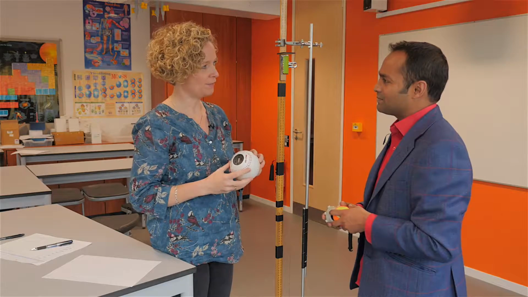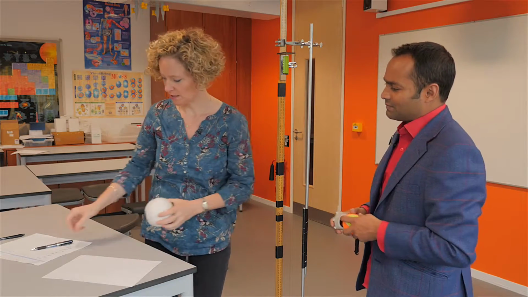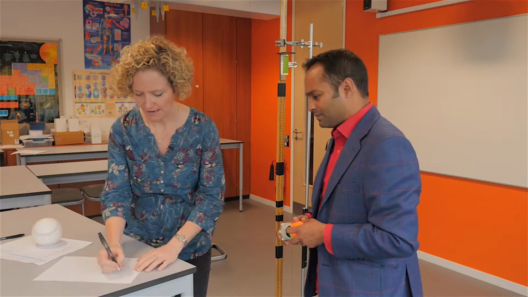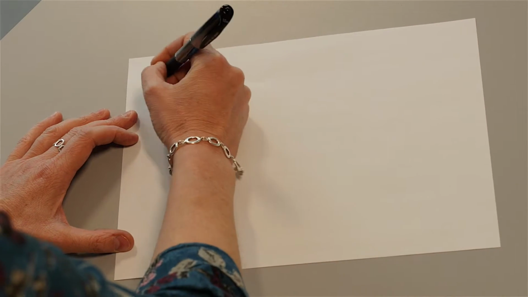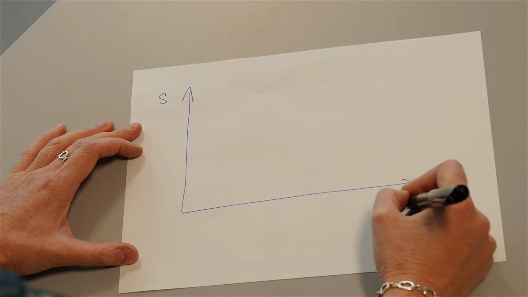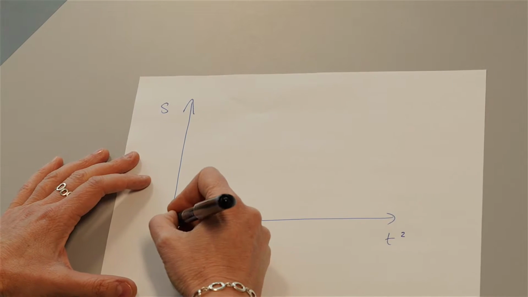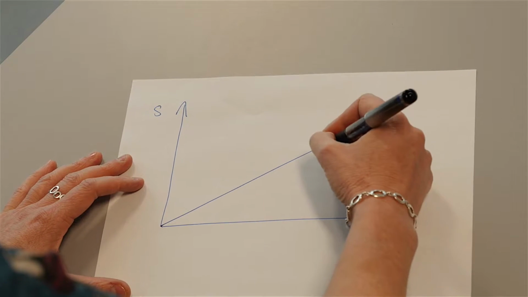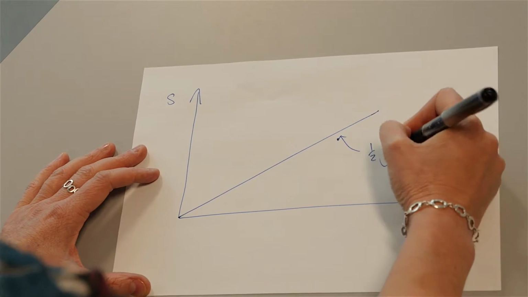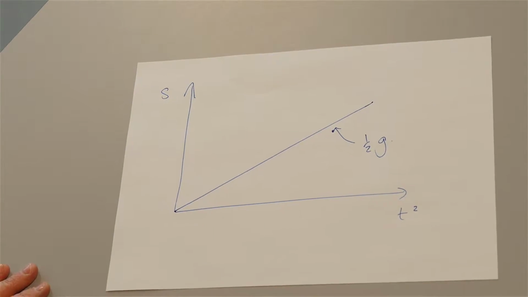But in all of this, we're assuming that g is constant, so we've used the suvat equations, the equations of uniform motion, which means constant acceleration. So to check if that's valid, we should really drop the ball from lots of different heights and then plot a graph to see if g is constant. So if we plot a graph of s against t squared, if g is constant, then we should get a straight line with a gradient of half g. Okay, why don't we try that?